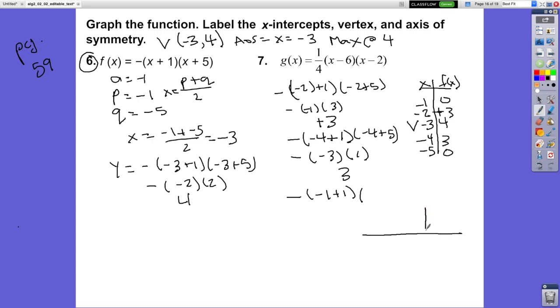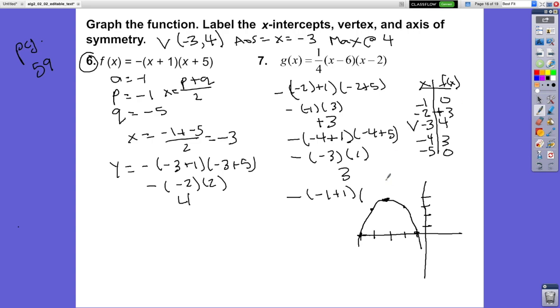Mostly on the negatives for the x's. Okay, so vertex first, -3, 1, 2, 3, and 4. And remember, it should be facing down. I knew that from my a value. So there's my vertex. So -2, +3, -4, +3, -1. So -1 and 0, you see there, and then it's going to be -5 and 0. So there is my graph. Oops, I should have done that in purple.